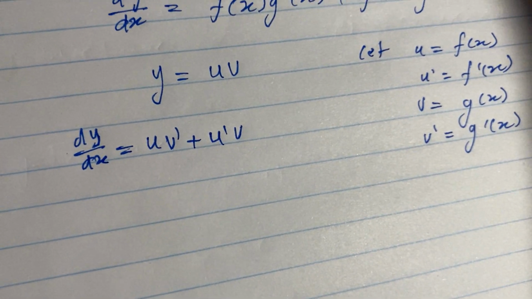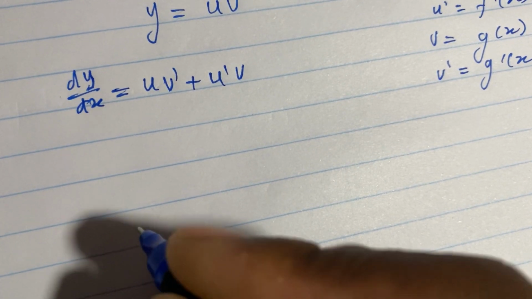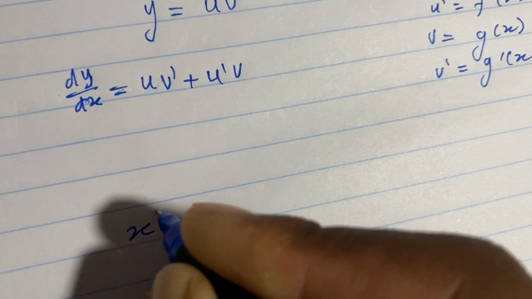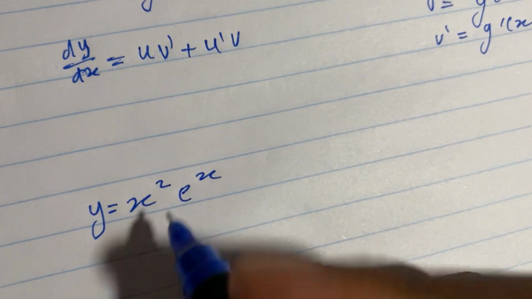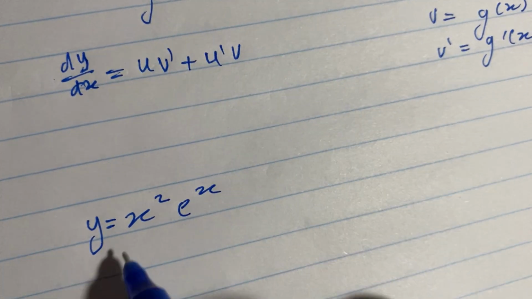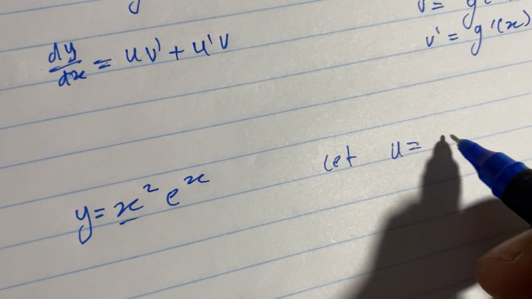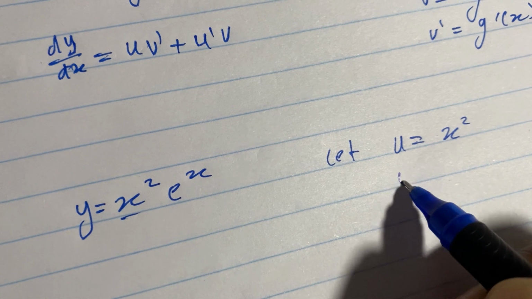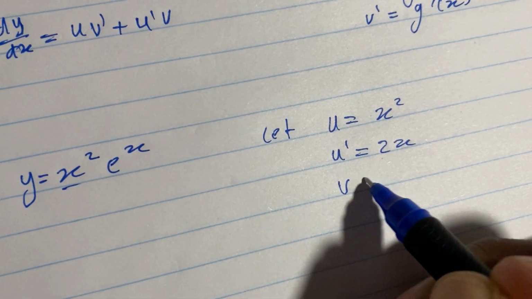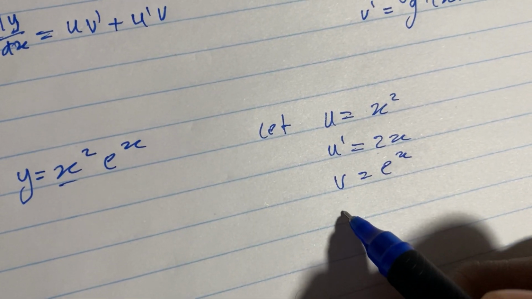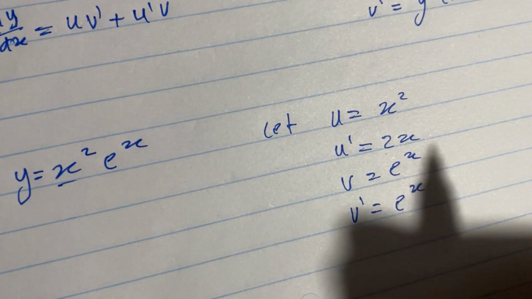Let's do an example. Let's choose a simple one. Let's say y equals x to the power of 2 times e to the power of x. First of all, we equate x squared, the first term, to u. So let u equal x to the power of 2, and then u prime will be 2x. Then we say v equals e to the x, and v prime equals e to the x, because the derivative of e to the power of x is just e to the power of x.